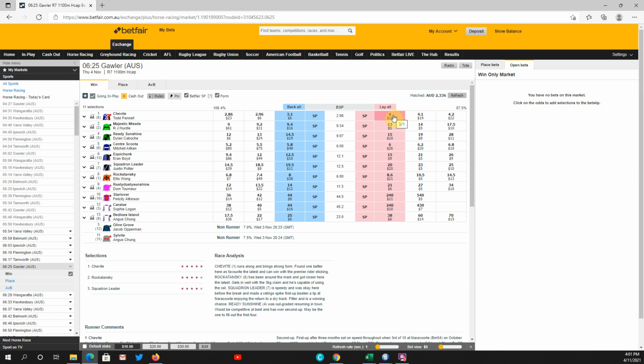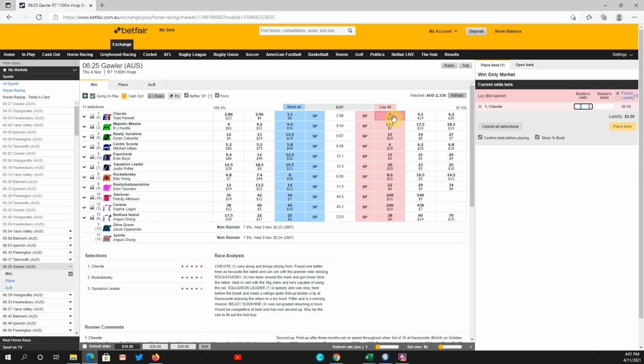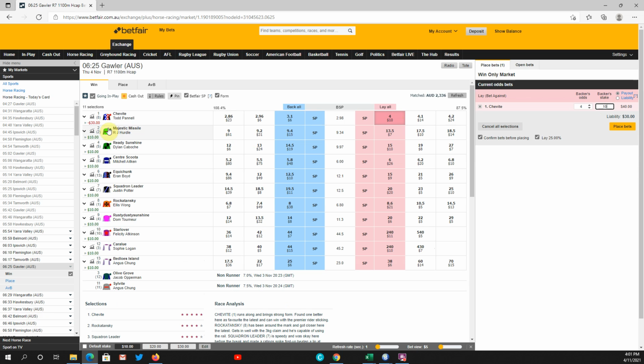So if you were laying, you would click on your lay here and you would put in your stake. So right away, you can see over here that you would lose 30 or win 10. You've got 11 selections in a race, so you would have 10 selections running for you, one against you. So the odds are 4, and you multiply your loss by the 4 minus 1 for your stake, so it's 3 times 10 is 30, and you can see that over here.